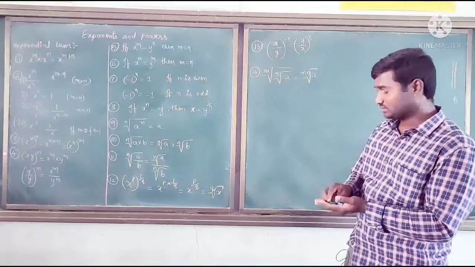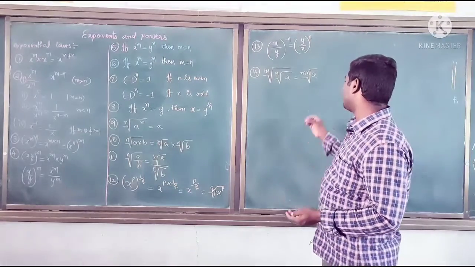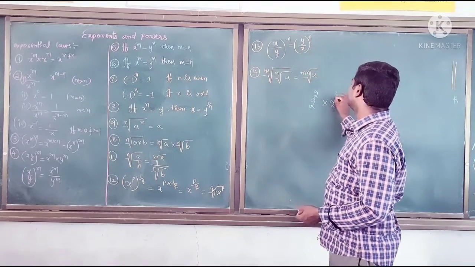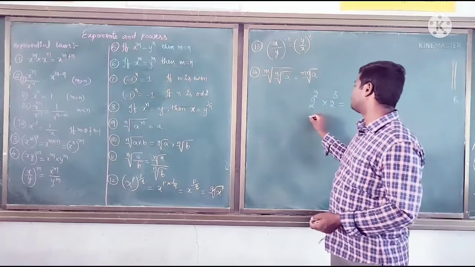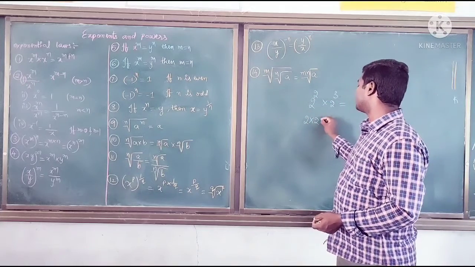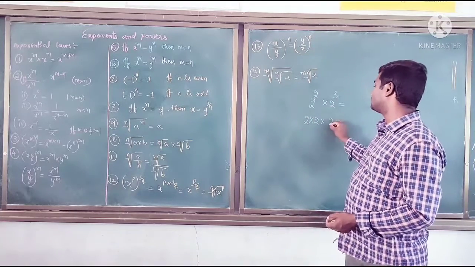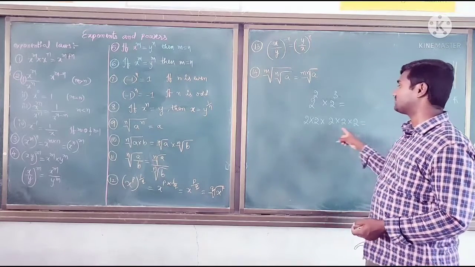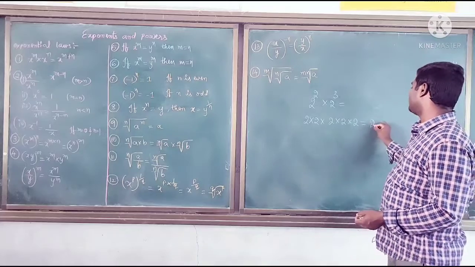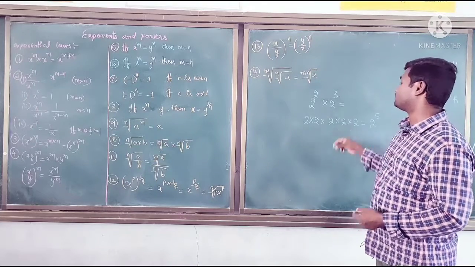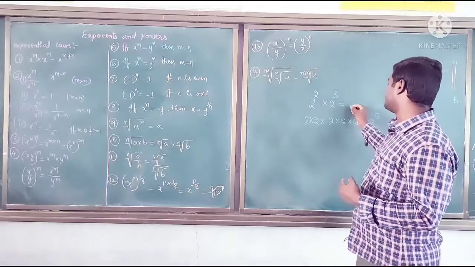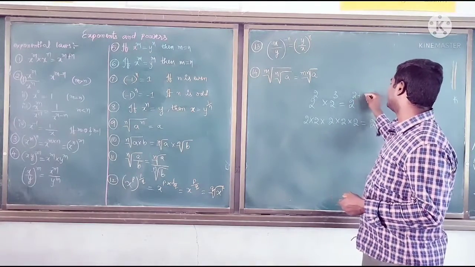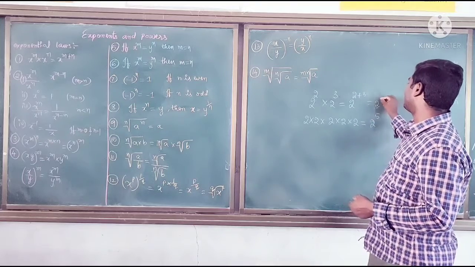For example, suppose 2 power 5 into 2 power 2 into 2 power 3, this we can write as, 2 power 2 means 2 into 2, and 2 power 3 means 2 into 2 into 2. How many times are we multiplying 2 here? Totally 5 times. So we got 2 power 5. That answer we can write as 2 power 2 plus 3 also, that is 2 power 5.